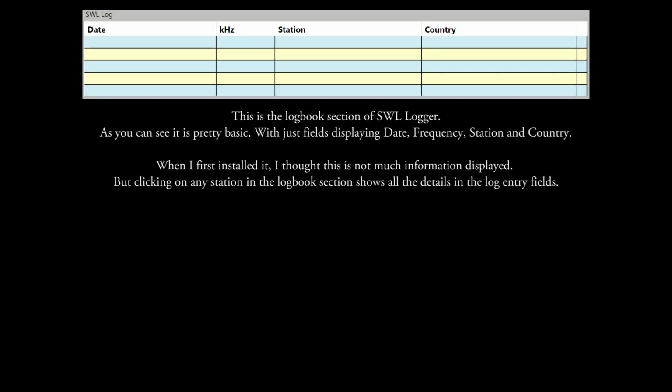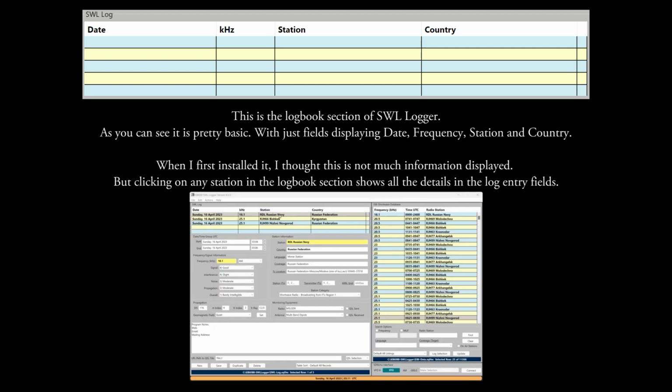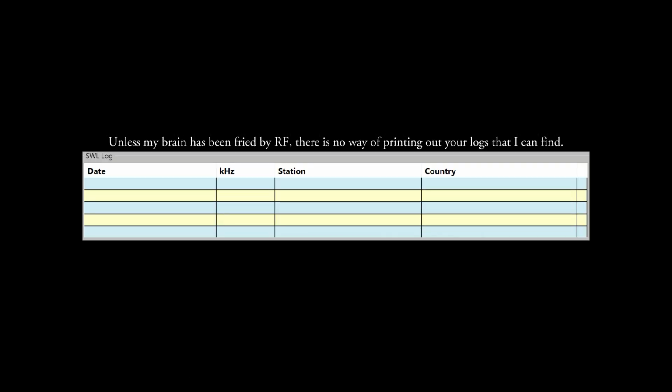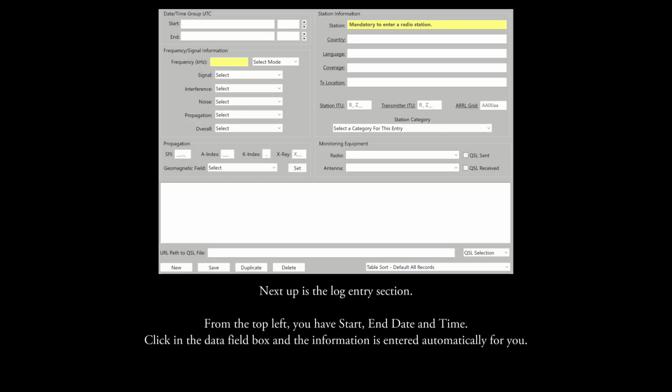This is the logbook section of SWL Logger. As you can see, it is pretty basic, with just fields displaying date, frequency, station and country. When I first installed it, I thought this is not much information displayed. But clicking on any station in the logbook section shows all the details in the log entry fields. Unless my brain has been fried by IF, there is no way of printing out your logs that I can find. Next up is the log entry section.